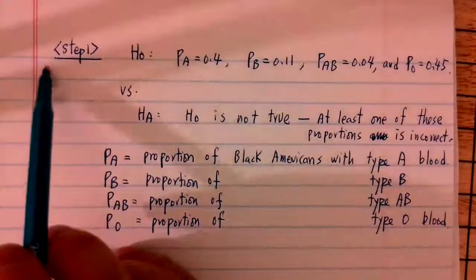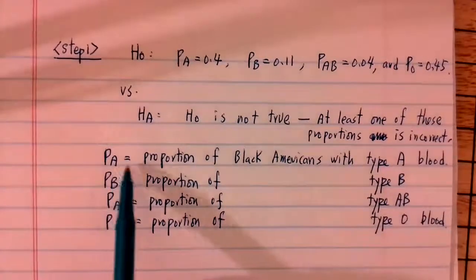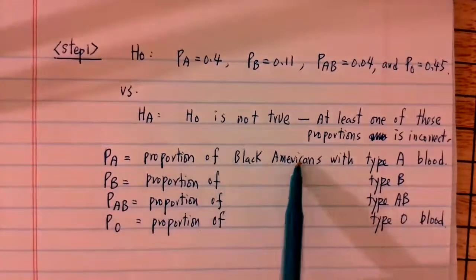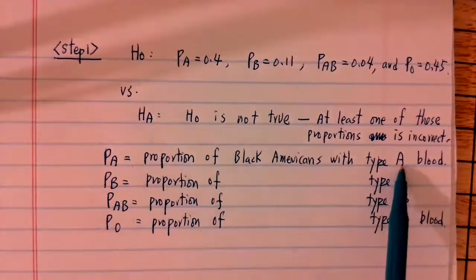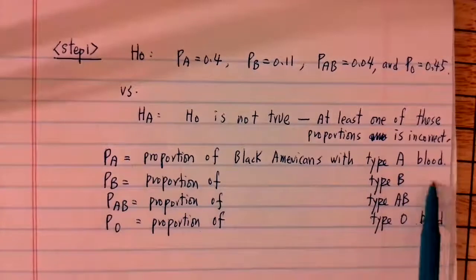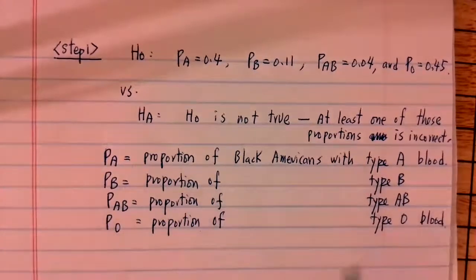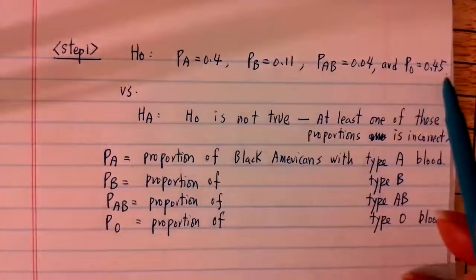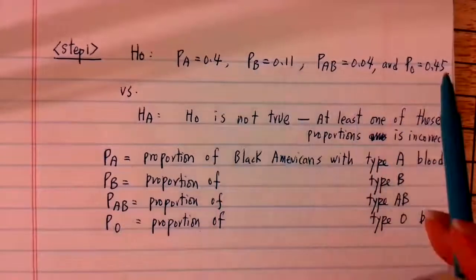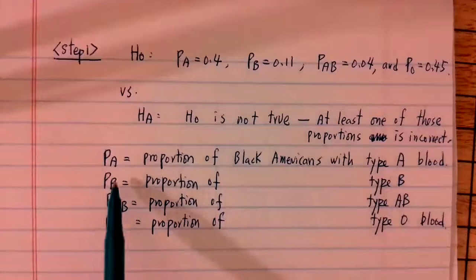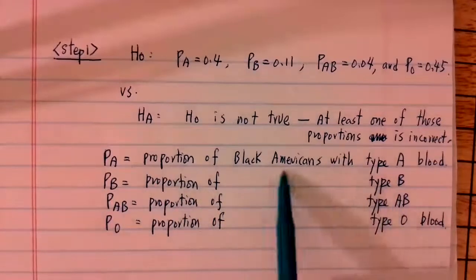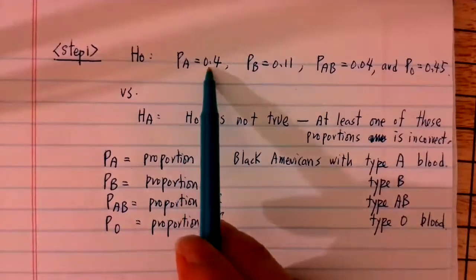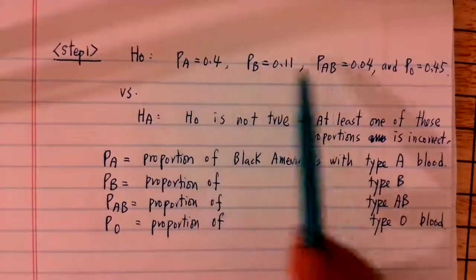Okay, let's use hypothesis testing. First step, let's define PA, PB, PAB, PO. PA is the proportion of Black Americans with blood type A. PB, PAB, and PO are similarly defined. Those numbers 0.4, 0.11, 0.04, and 0.45 are the percentages for white Americans, while PA, PB, PAB, PO are defined based on Black Americans. We just wonder whether the proportions are consistent with those of the white Americans.